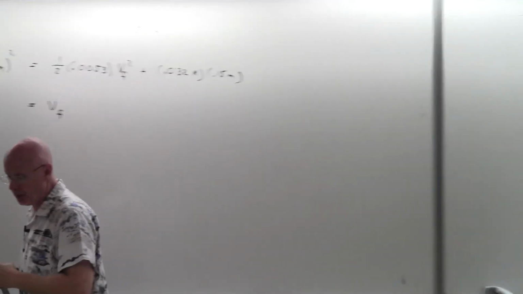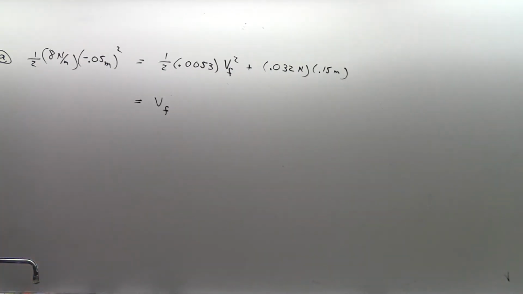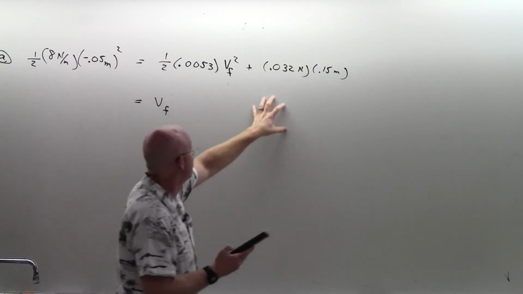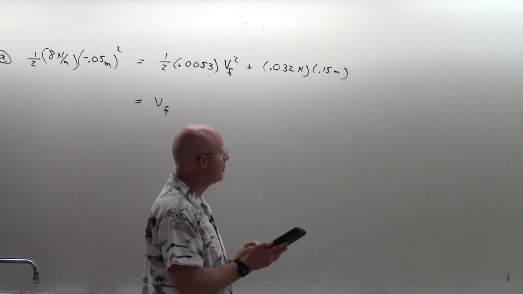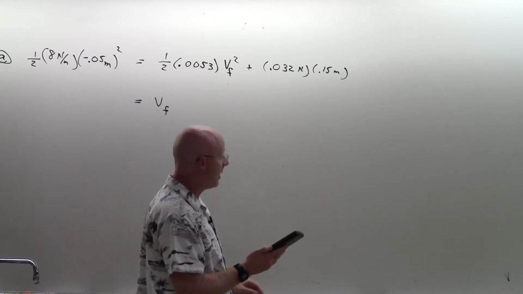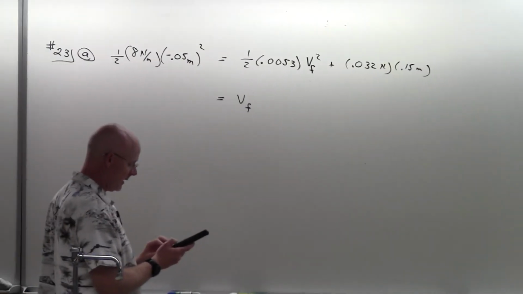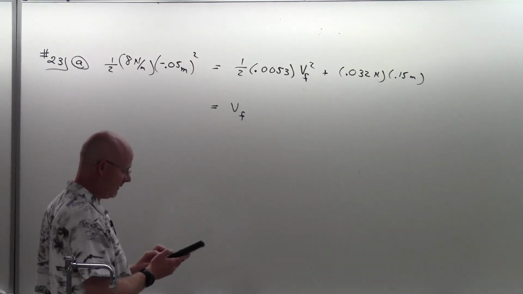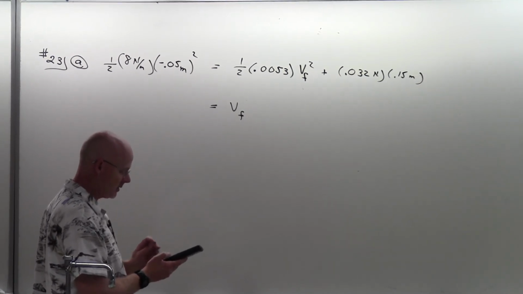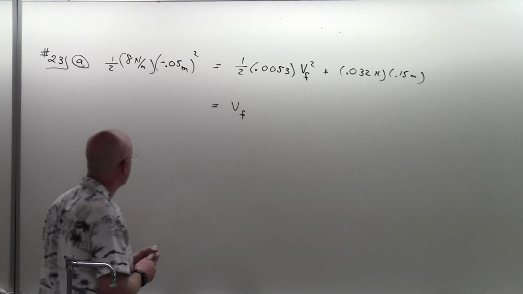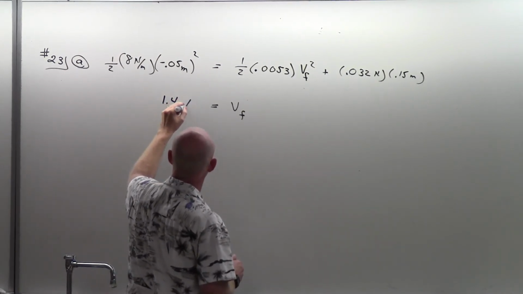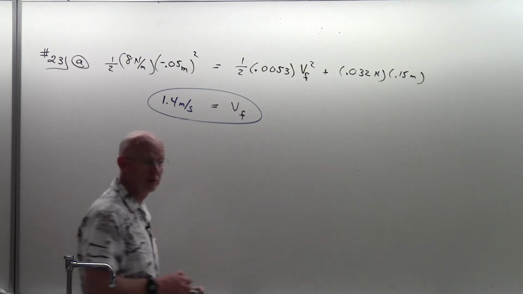And then knowing that, it's a matter of plugging and chugging into here and coming up with what I get then for the speed. So the 1/2 times the 8 times the 0.05 squared is the energy I start with. Some of that, right here, the 0.032 times 0.15, goes away as heat. Once I have that, I can multiply by 2. Then I can divide by 0.0053. I can then take the square root of all of that, coming up with a speed of 1.4 meters per second.